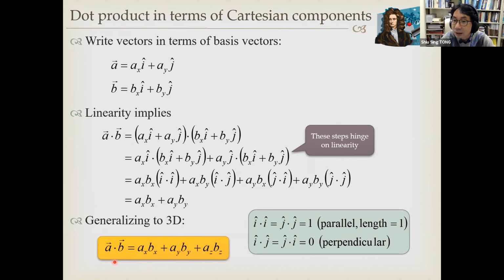So in this step, it hinges on linearity. If I don't have the property of linearity, I cannot distribute the dot product to each of the terms in the bracket to prove this result. So that's why linearity is important.